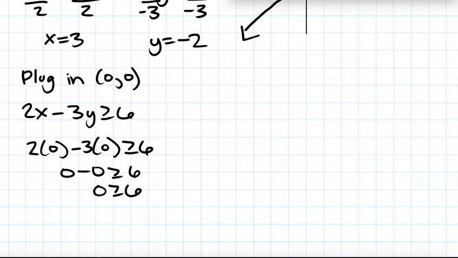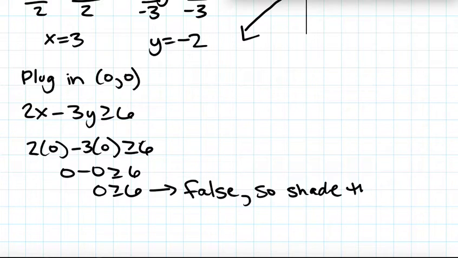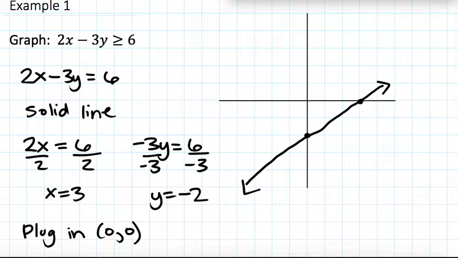Now I need to think about, is that true or not? Is 0 greater than or equal to 6? No, it's not. It's less than 6. So that makes this false. 0 is not greater than 6. So that means we shade the side that does not include 0, 0. So my line is up here. 0, 0 is right here. So that means I'm not going to shade above the line, I'm going to shade below it. So I'm going to shade this side over here.